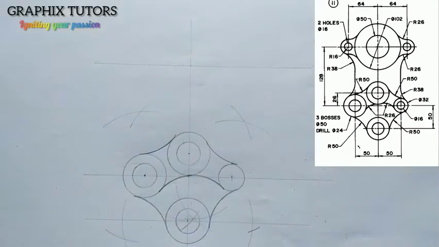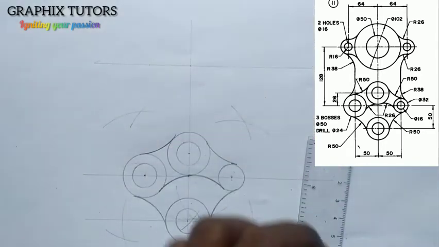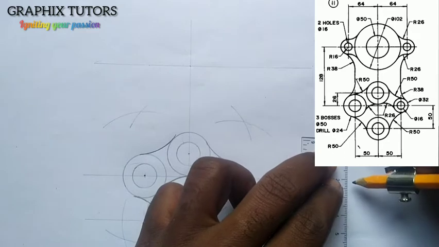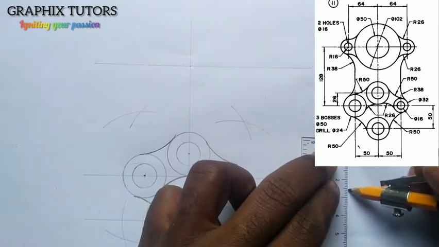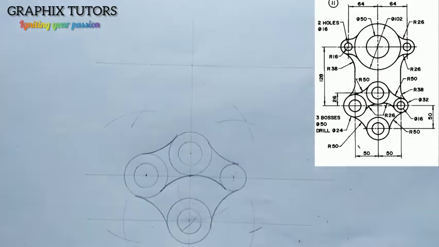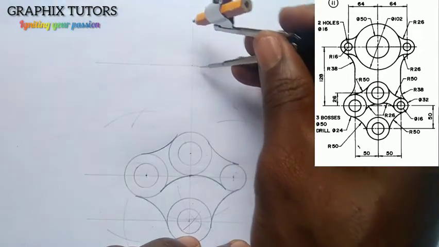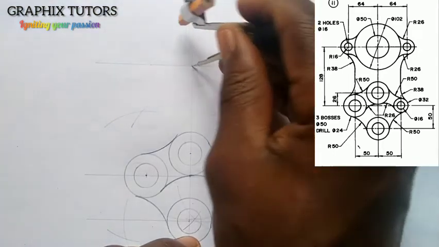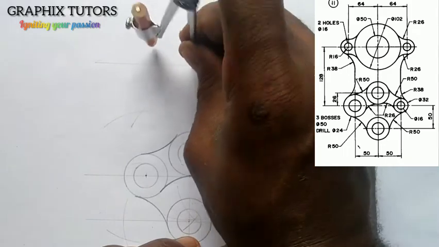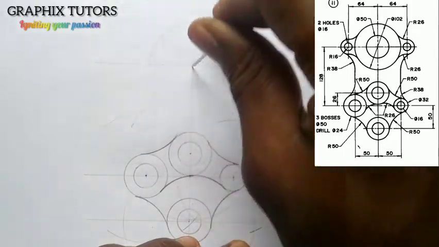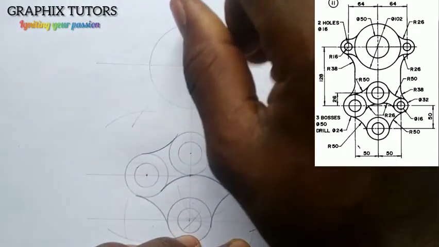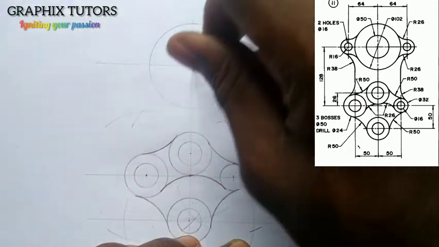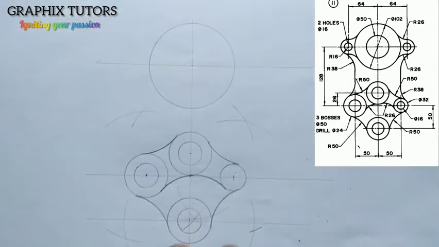So 25.5, you measure it on your meter rule to save our time. 25.5 is here, right? And I'm going to place it at this point here, right? And I'll draw a circle this way. You take it as bold as you want it to be.